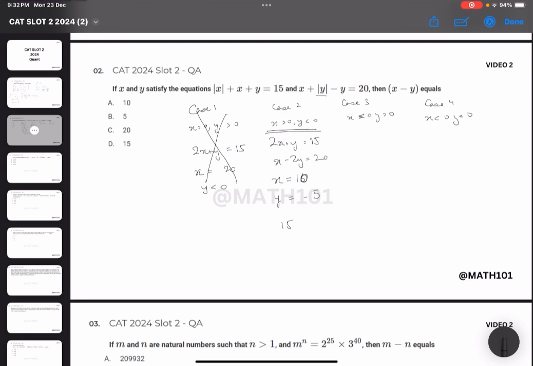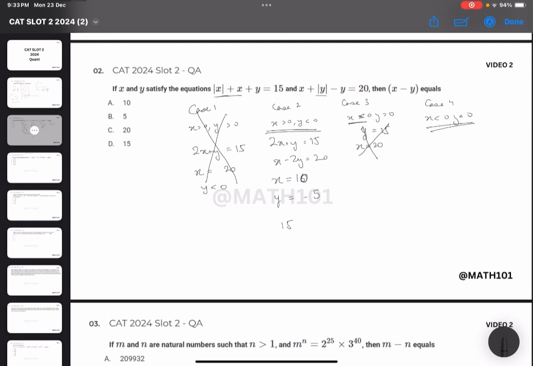We'll also solve for case 3. X less than 0. So mod x would be opened as minus x. Minus x plus x will get cancelled out. So we'll get y equals to 15. And y greater than 0, mod y is y. So y gets cancelled from minus y. We get x equals to 20. This is again rejected as we assumed that x is less than 0.